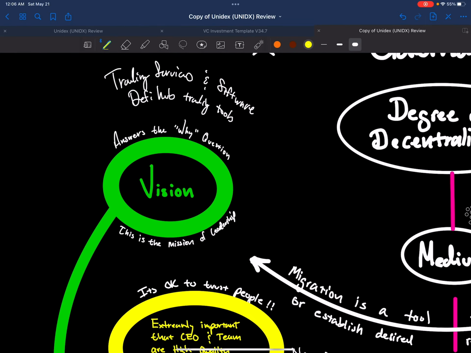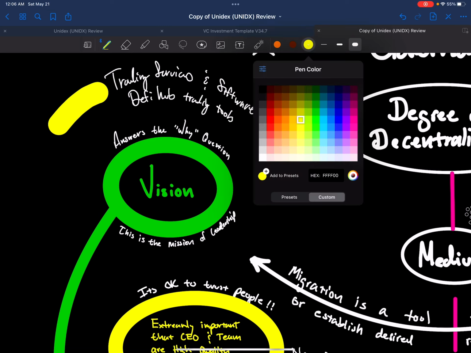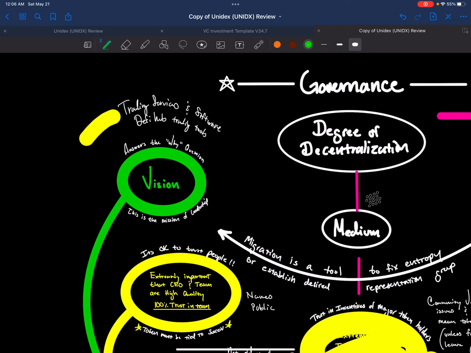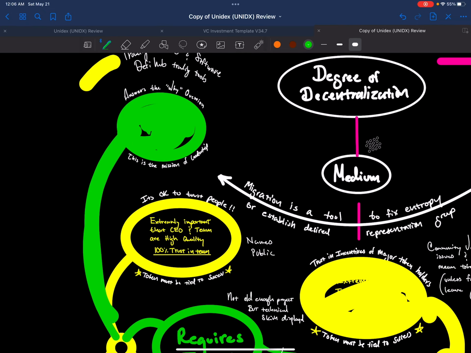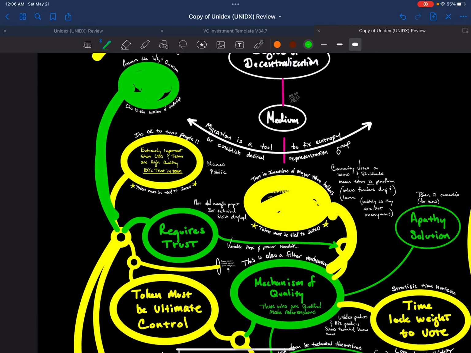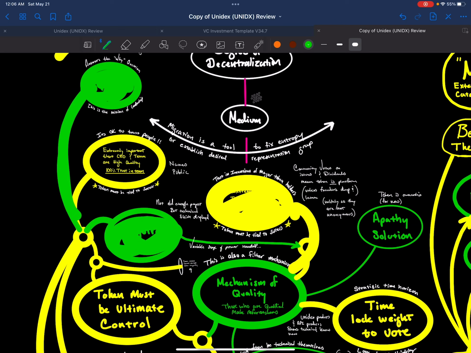Okay, so the vision is trading service and software, DeFi hub, trading tools. So that's basically what it is. So I put that as the vision. Requires trust. So it does require somewhat of trust because the team is still the ones building out this service provided.